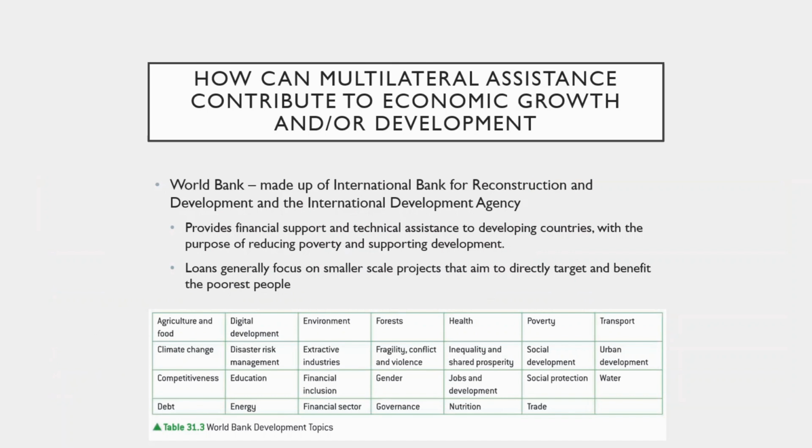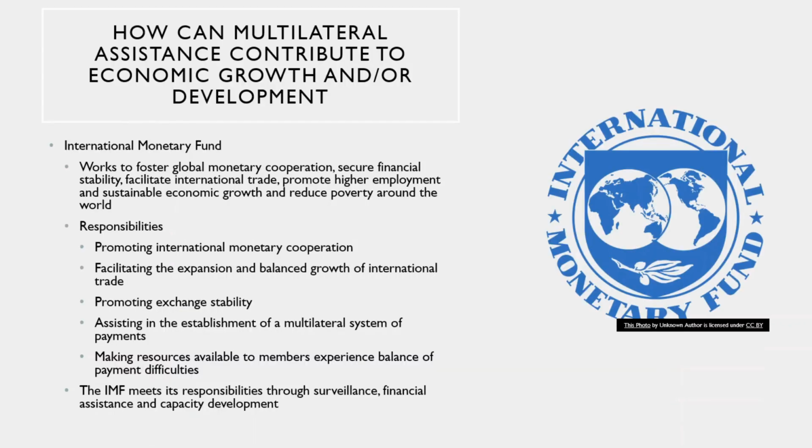We're almost done. We're going to talk about multilateral assistance and how it can contribute to economic growth. Multilateral assistance could come from a multilateral organization like the World Bank, which includes the International Bank for Reconstruction and Development and the International Development Association. You also have the International Monetary Fund, which is a separate thing. That's the next slide. The World Bank provides financial support and technical assistance to developing countries with the purpose of reducing poverty. They give out loans generally focused on smaller-scale projects that aim to directly target and benefit the poorest people and specific regions. We have the International Monetary Fund.